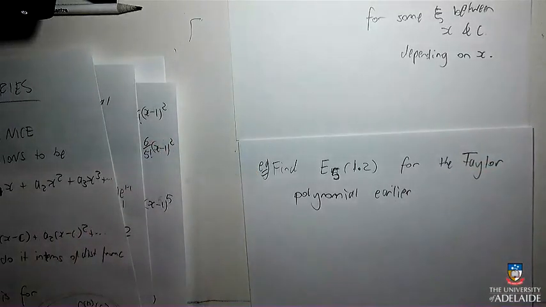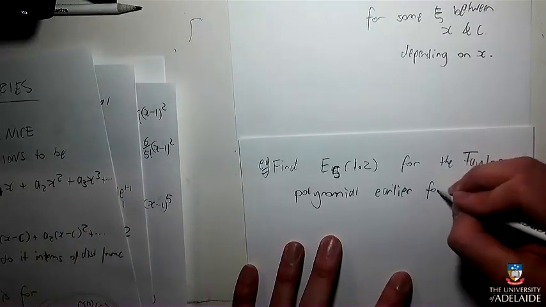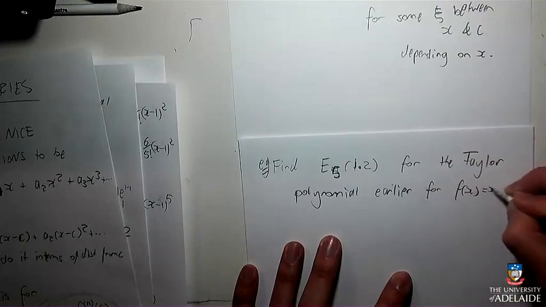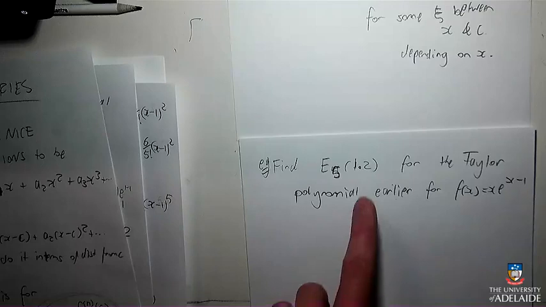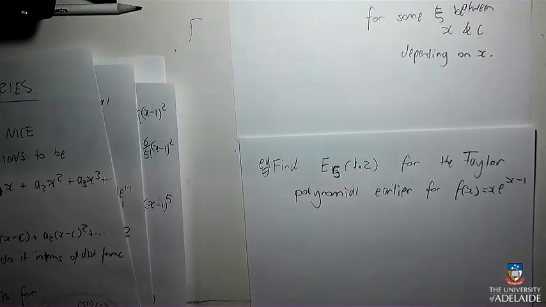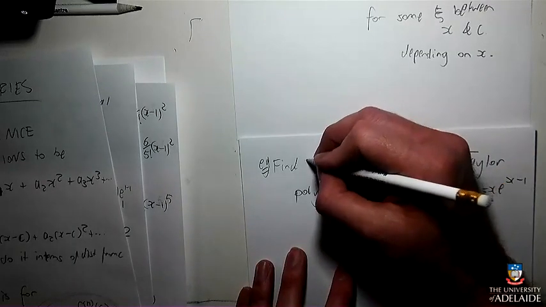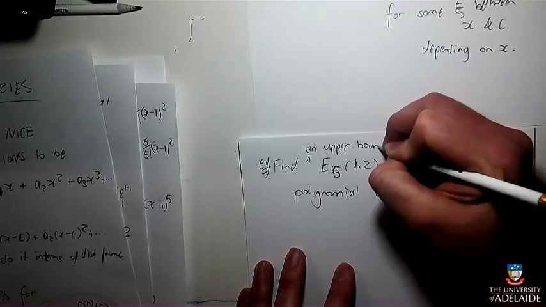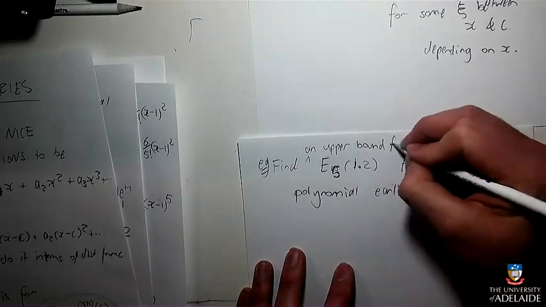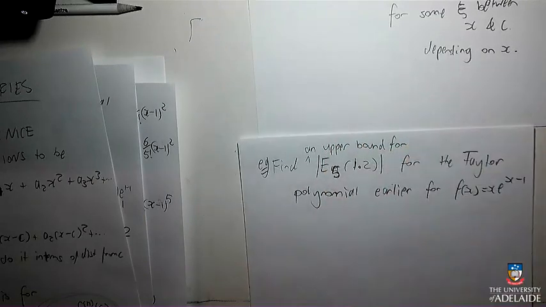Okay, let's find that for the Taylor polynomial earlier, which was for f of x equals x e to the x minus 1. What we can do is figure out the error, or at least find an upper bound for the absolute value of that error. That's normally what you're asked to do.